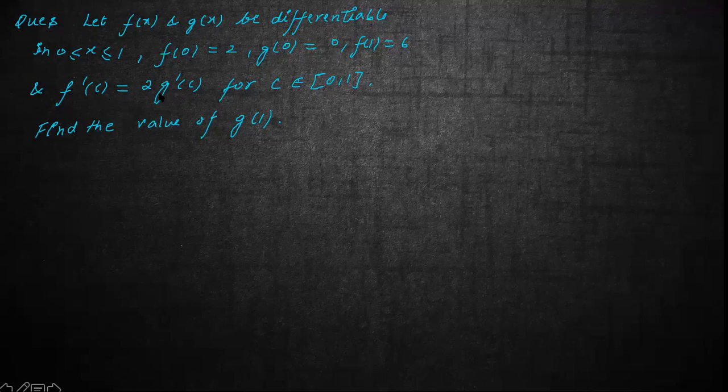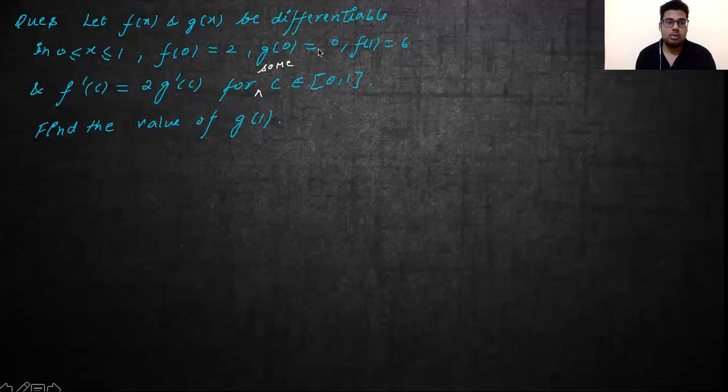f dash c equals 2 times g dash c, where c belongs to 0 to 1. So in this interval itself, we have to find out the value of g of 1. Let me write this a little more precisely. This is not true for all values of c, right? It is true for some c belongs to 0 to 1, that is what is written. This is not true for all values. So f dash c equals 2 times g dash c.